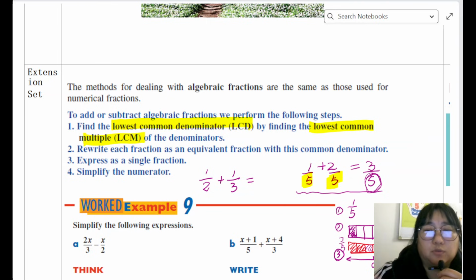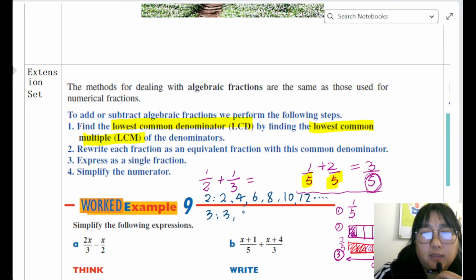Okay, now we have a look. Lowest common multiple is easy because we can find the multiples of 2. So 2 times 1 is 2, 2 times 2 is 4. We can keep on finding the multiples of 2: 2, 4, 6, 8, 10, 12. And also for the multiples of 3, we can get 3, 6, 9, 12, 15.